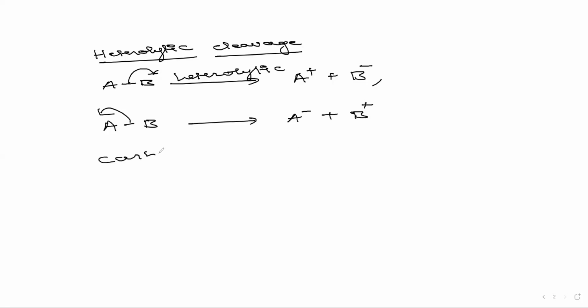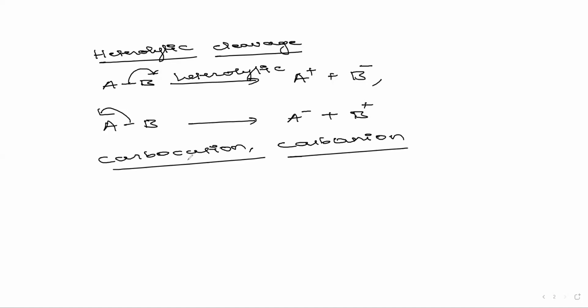One is cation possible. Second one is carbanion possible. Carbocation and carbanion. Carbocation means carbon with positive charge. Carbanion means carbon with negative charge.